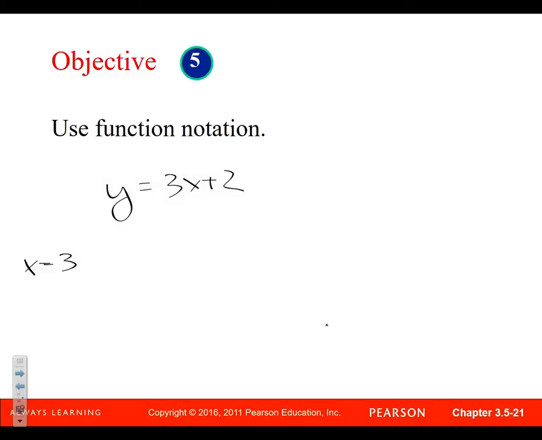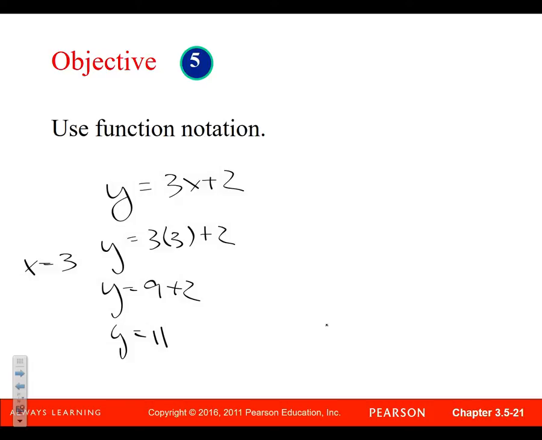Y is 11, right? Because you plug in the 3, you go y equals 3 times 3 plus 2. Y equals 9 plus 2, therefore y equals 11. So you would say, when x equals 3, y equals 11. Everyone remember that? Okay. Function notation is supposed to help alleviate that whole situation.